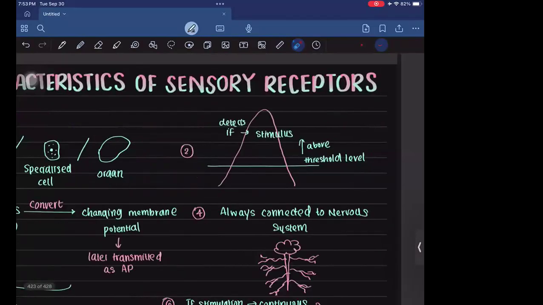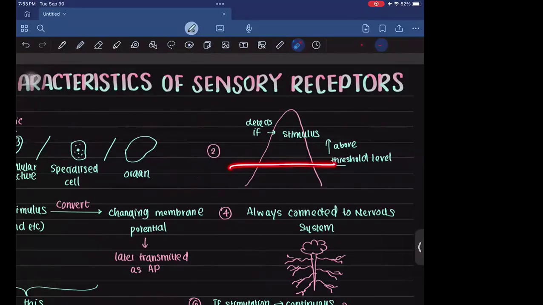Then the second thing is, they will be able to detect a stimulus only if the stimulus is above the threshold level. So you will have a threshold level for everything. For example, let's say pain. For pain also, you will have a threshold level. If somebody pinches you, only if it is very bad will you move your hand away. If somebody just touches you, will you move your hand away? No, right? So if the stimulus is above the threshold level, only then is the sensory receptor going to detect it.